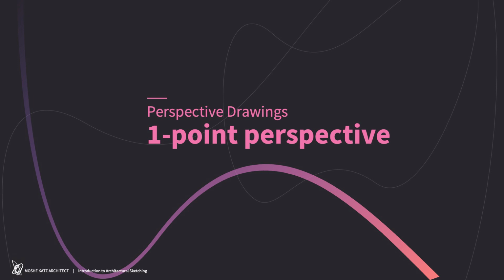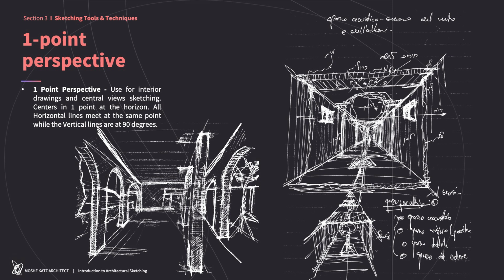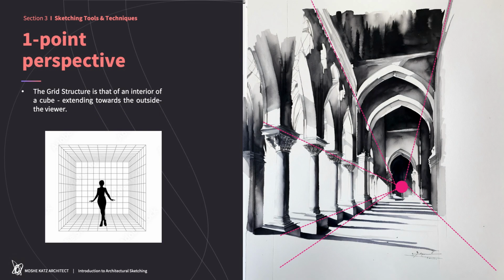The one-point perspective sketch is used for interior drawings and central views, in which all horizontal lines end up at the same point on the horizon. The grid structure of the interior sketch is a cube, as we saw in the first lessons. It extends towards the side of the viewer, and on the other end, it ends up with one point on the horizon.